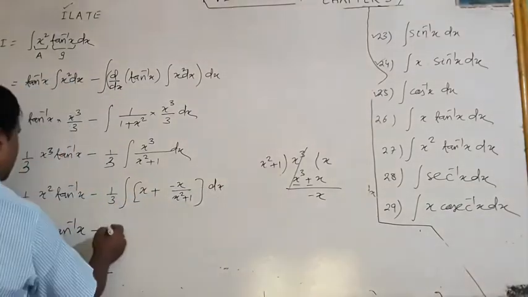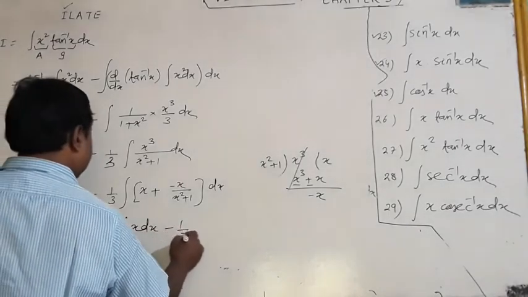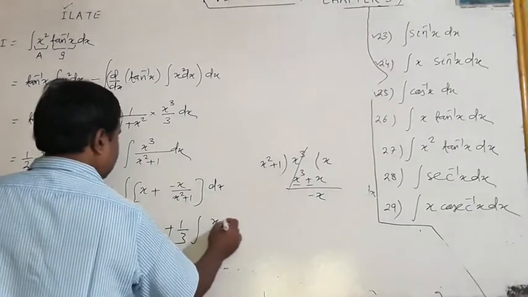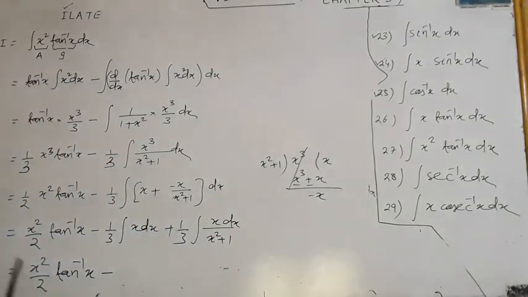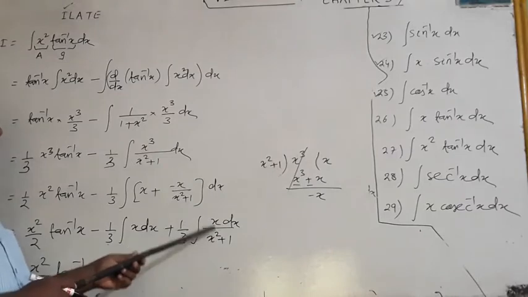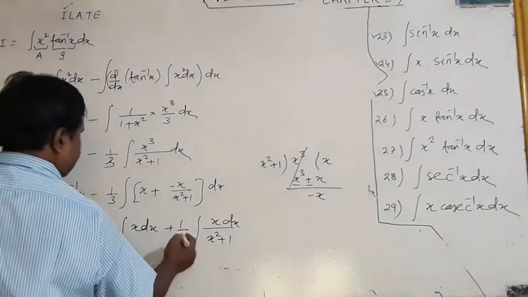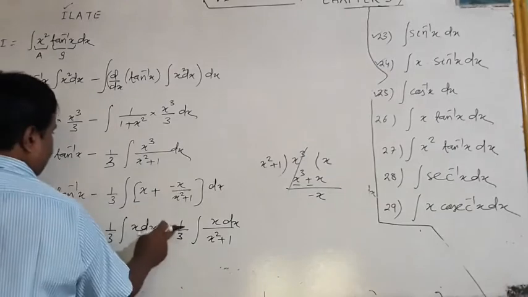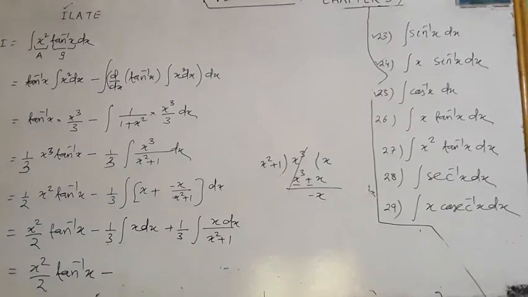Then what you have to do? 1 by 3 integration x dx minus 1 by 3, this is minus, this is minus, this is plus, x dx by x square plus 1. And it is very comfortable for you. The denominator is quadratic, the numerator is linear. क्वाड्रेटिक का डेरिवेटिव लीनियर होता है. So इसलिए क्या करना चाहिए? So here it is 3 for you. Look at here, minus minus. So I am doing it plus 1 by 3 x dx by x square plus 1.